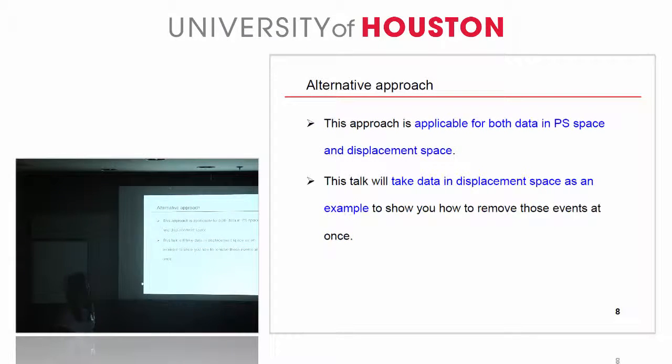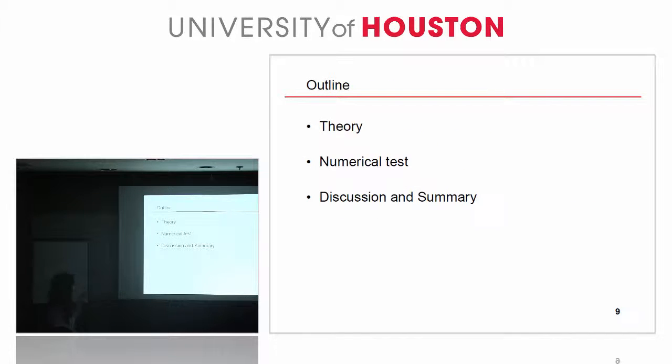And this alternative approach is applicable for your data both in pressure space and in displacement space. And this talk will take the data in displacement space as an example to show you how to remove all those other events at once. And this is the outline here. First, I will show you the theory about this method, and then I will give you two specific examples. And after that will be the discussion and the summary.